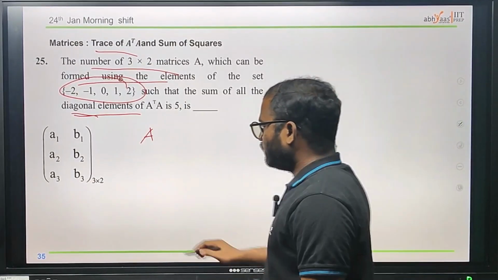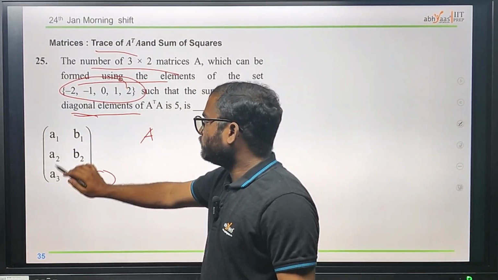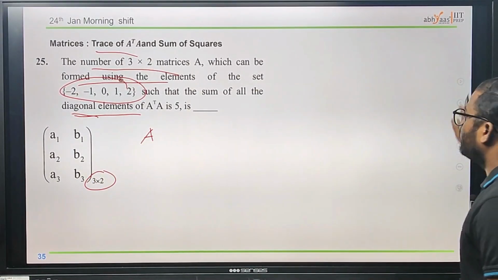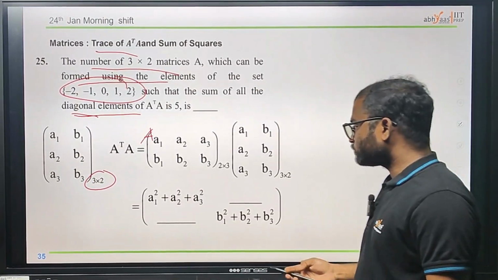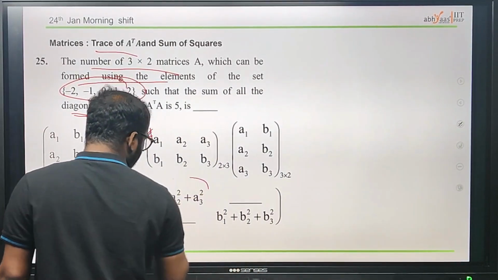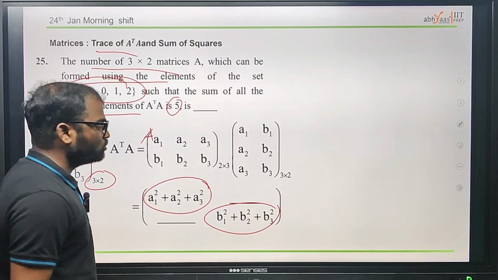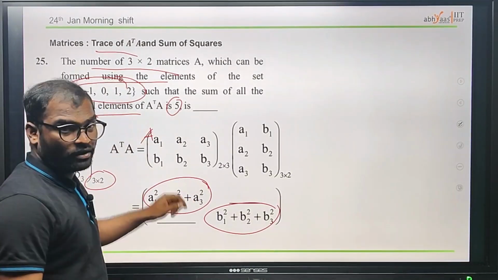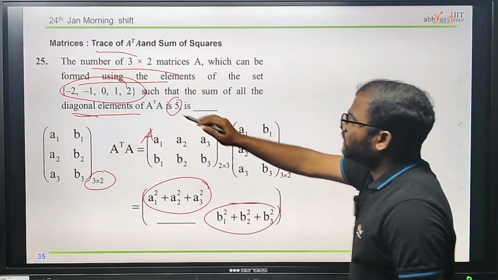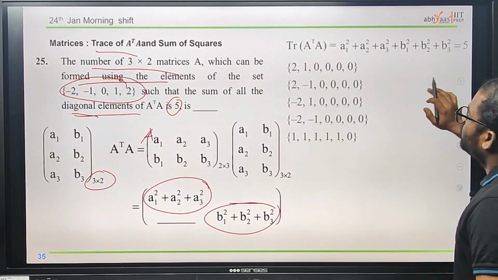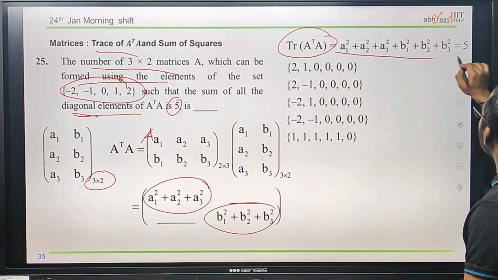See here, take A as a 3 cross 2 matrix with entries from A1 to A3 and B1 to B3, and just do A transpose A. Since they have already given the trace is 5, just equating this to 5, you can easily find the A1 values and B1 values with the given elements. Now just check the trace of A transpose A, which equals 5.